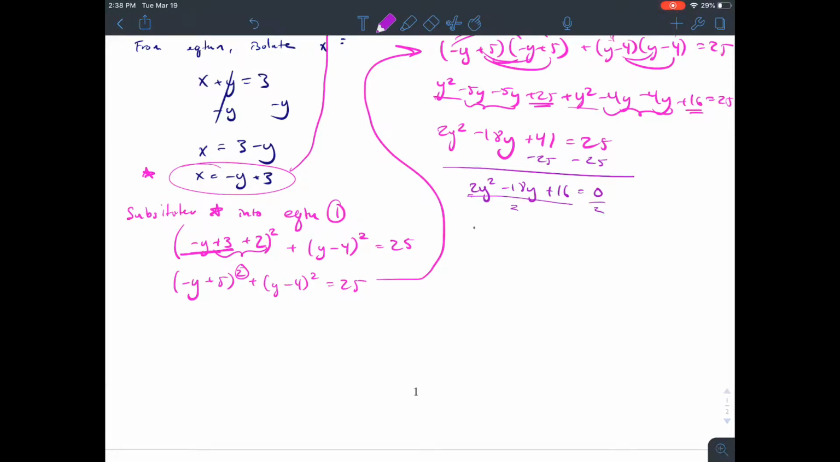2y squared divided by 2 is y squared. Negative 18y divided by 2 is negative 9y. 16 divided by 2 is 8. 0 divided by 2 is 0. And this is really nice for us because now it looks exactly like a sum and product problem.